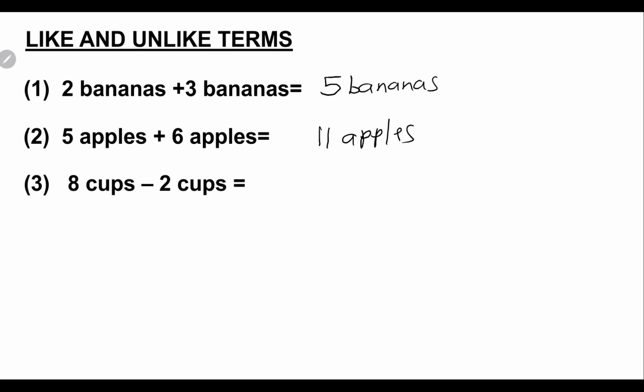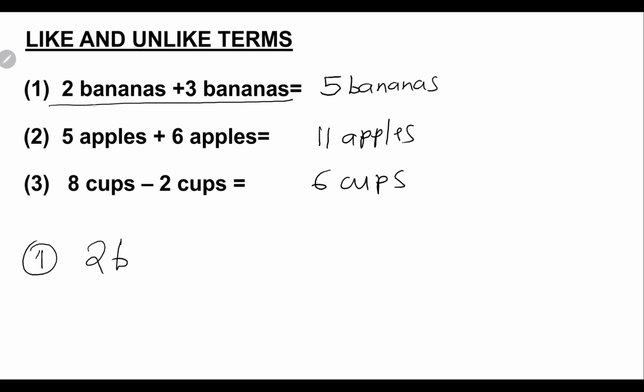The third one is 8 cups minus 2 cups. Obviously the answer here is 6 cups. So in algebra, we are going to be dealing with something similar to what we have just done. The way we have done these questions is the way we are also going to be doing them in algebra. But instead of writing 2 bananas plus 3 bananas, in algebra this can be written as 2b.